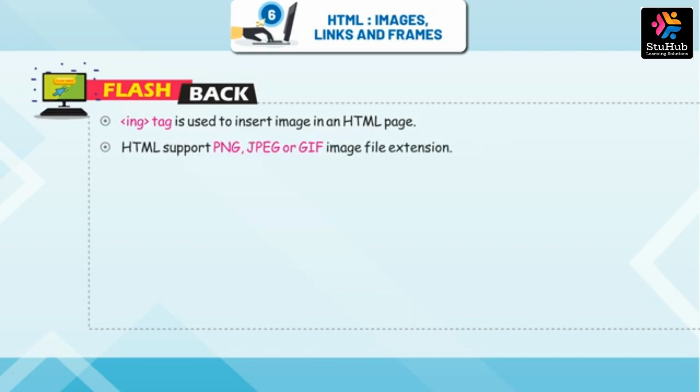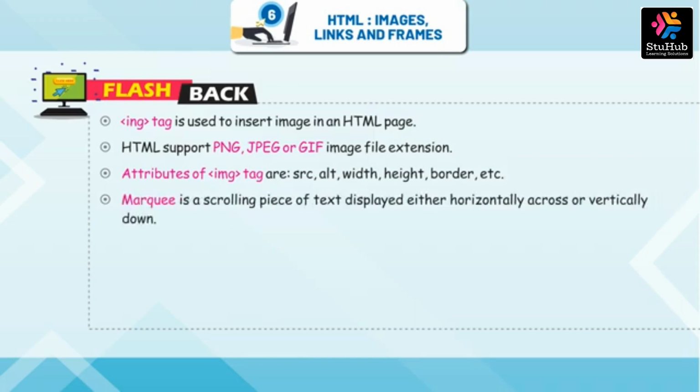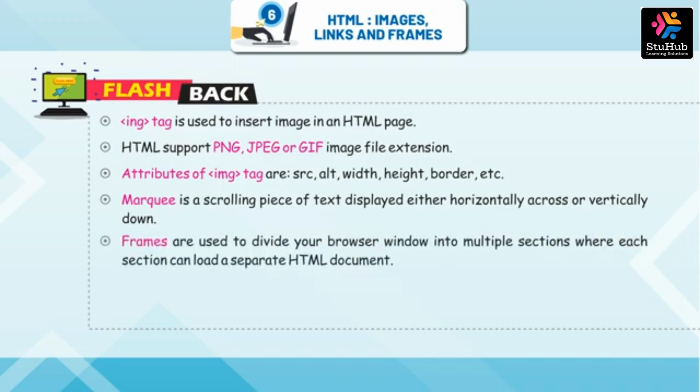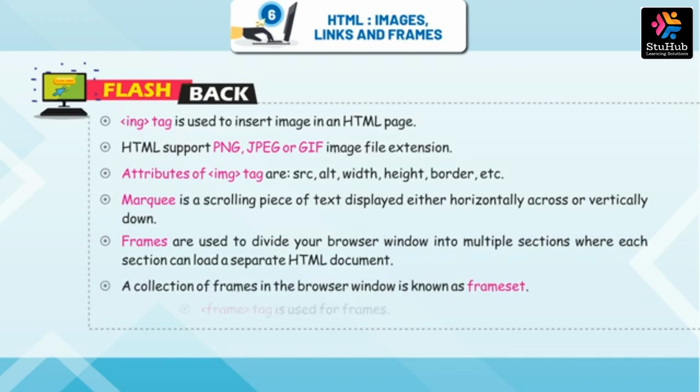Flashback. The img tag is used to insert an image in an HTML page. HTML supports PNG, JPEG or GIF image file extensions. Attributes of the image tag are src, alt, width, height, border, etc. Marquee is a scrolling piece of text displayed either horizontally across or vertically down. Frames are used to divide your browser window into multiple sections where each section can load a separate HTML document. A collection of frames in the browser window is known as a frameset. The frame tag is used for frames.